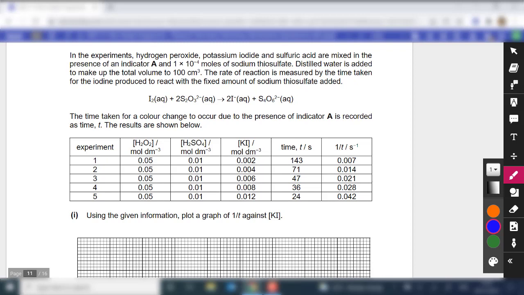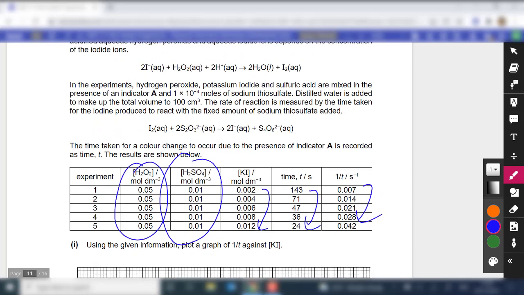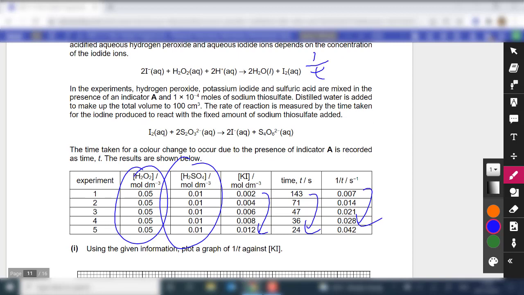The easiest way to do this particular question is, of course, to plot a graph, because you notice that the concentration of H2O2 and H2SO4 are all fixed. But you are changing the concentration of KI, and obviously in the course of reaction, the time taken changes, and of course 1 over t, being a proxy to the rate, also changes. One of the common mistakes is that students think that 1 over t is rate, but 1 over t is not rate, it's a proxy to the rate, because time is inversely proportional to rate.